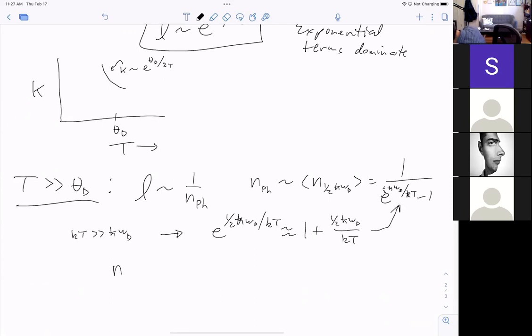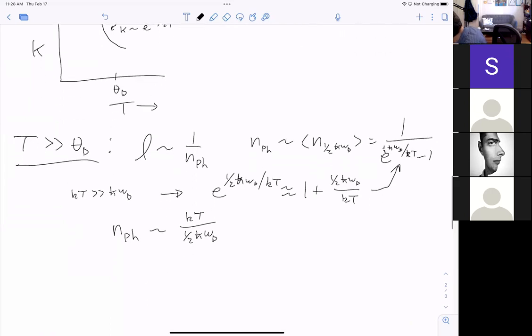And so I see that the density of phonons now goes as kT over 1/2 h bar omega Debye. And so then we see that the mean free path is going to go as the inverse of that, which is 1/2 h bar omega Debye over kT, which is proportional to 1 over temperature.